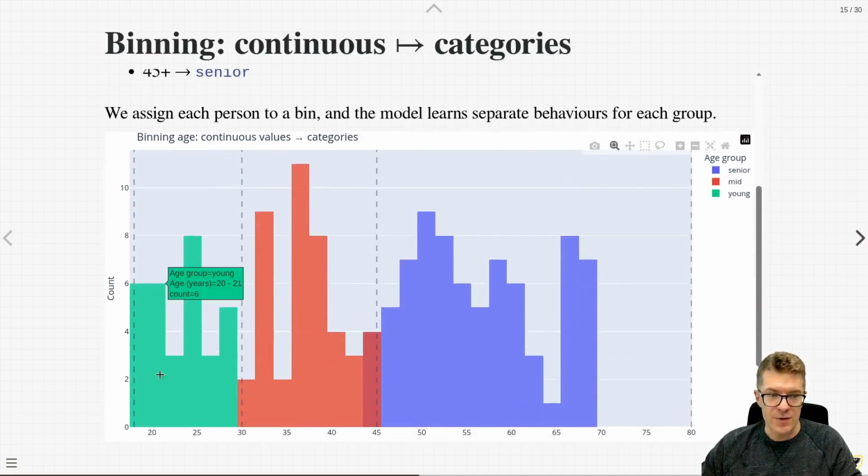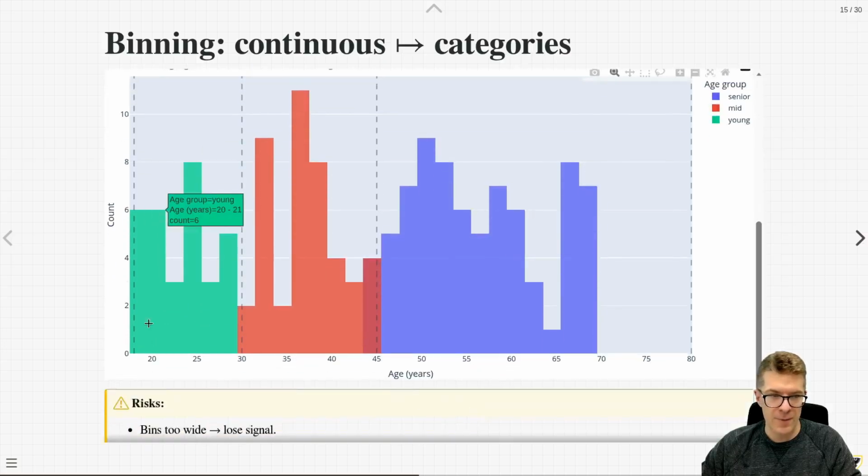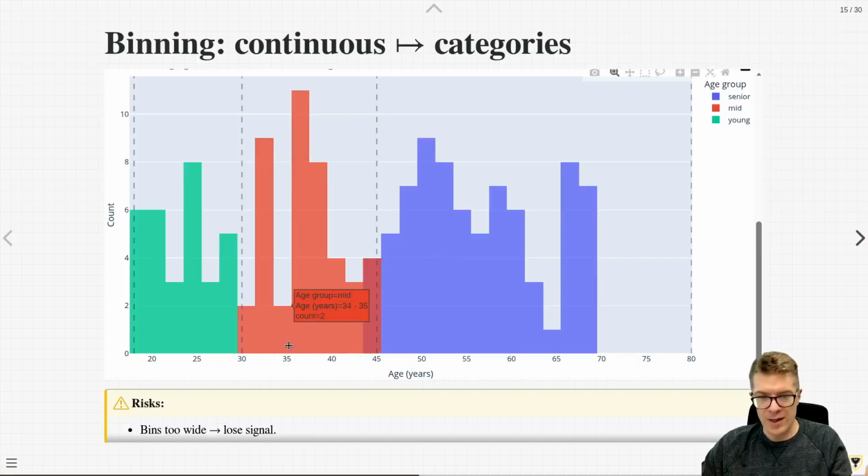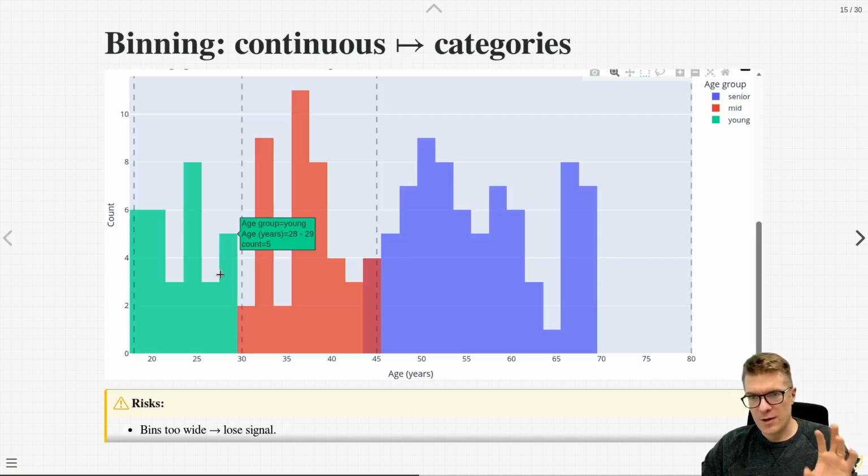So here's a distribution of data over years. This is just a count. We have 6 people between the ages of 18 and 19, 3 people between the ages of 22 and 23, and so on, all the way down the range over here. So we've taken our bins that we mentioned a moment ago and split things up. All of the individuals down here in green would have their age replaced with the label young. All of the individuals over here in orange would be replaced with the label mid, and so on. So I've taken all this messy, bumpy data and converted it into one of 3 labels.